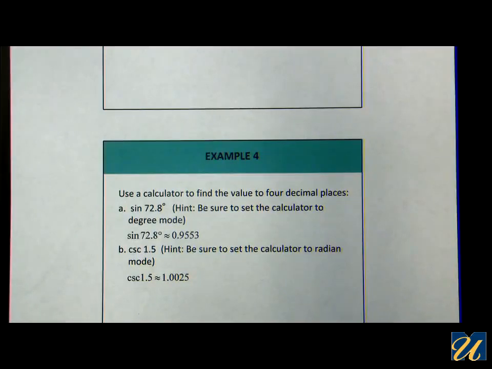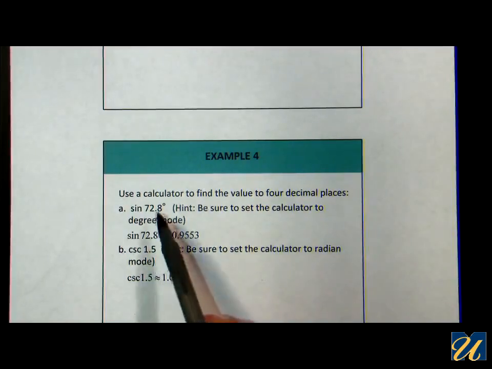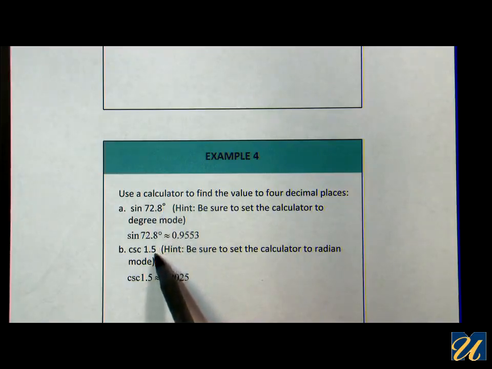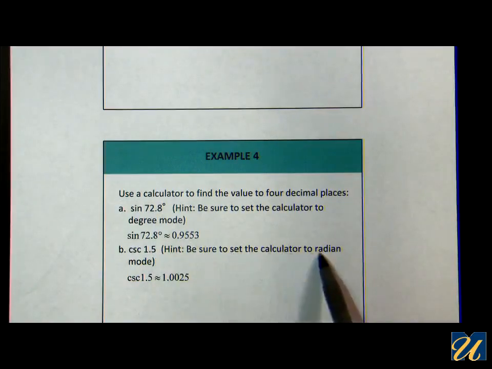The cosecant of 1.5. How do you know if this is degrees or radians? If it's degrees, you'll see the degree symbol there. We don't see it here, therefore this is in radians. So set the calculator to radian mode.